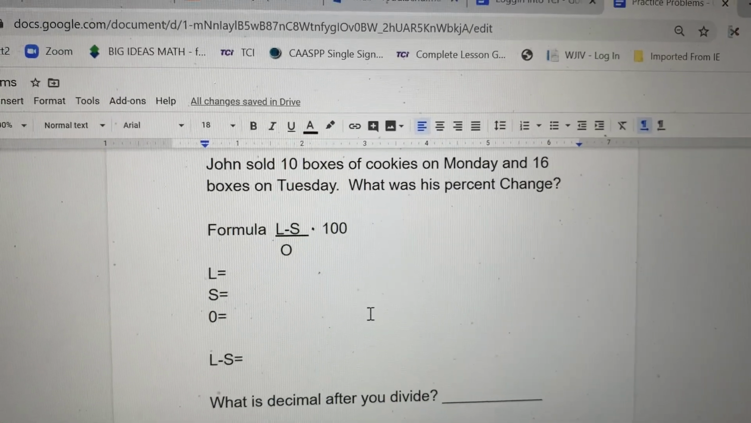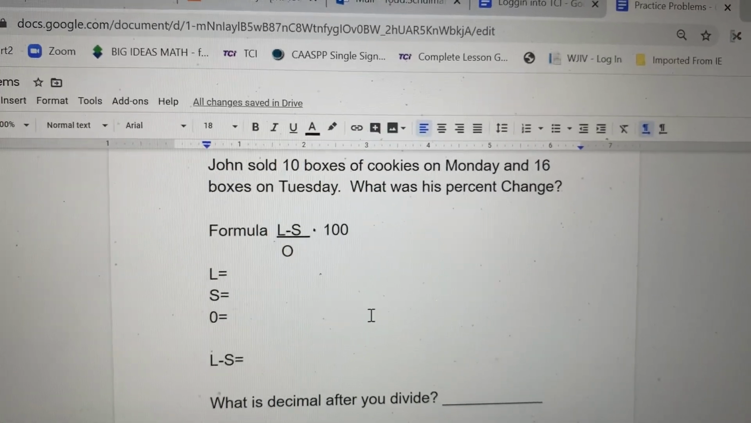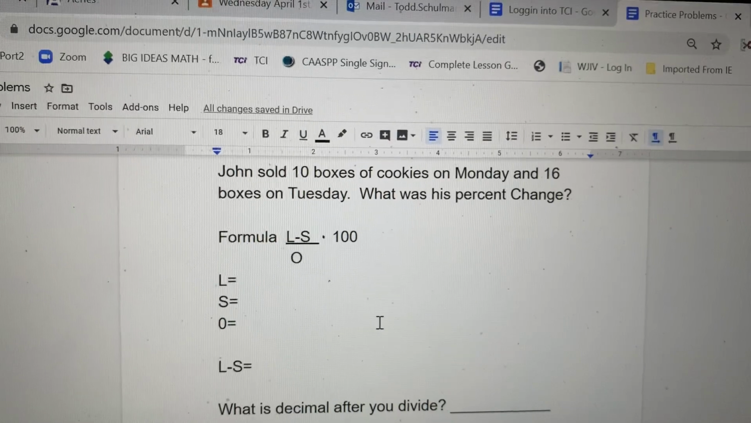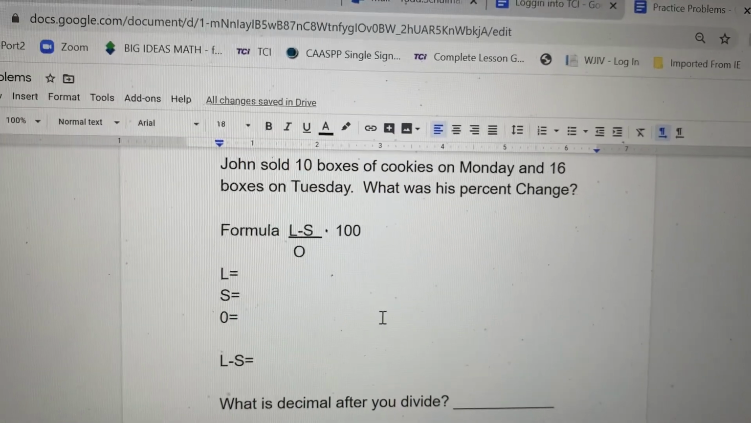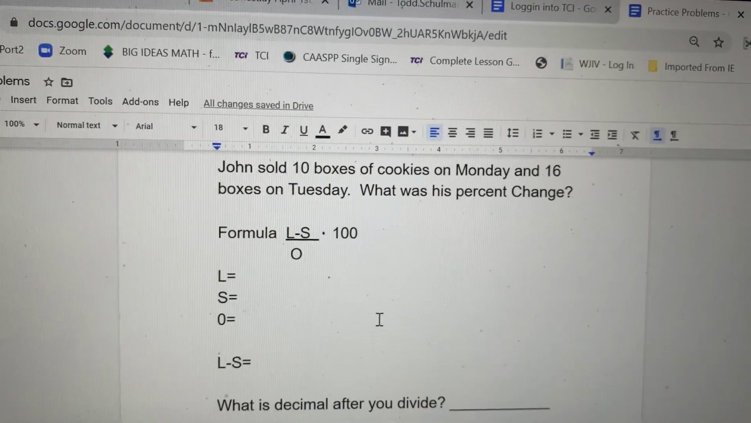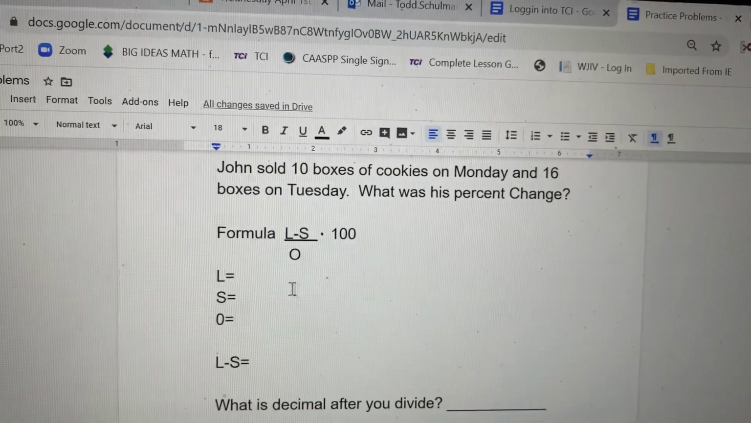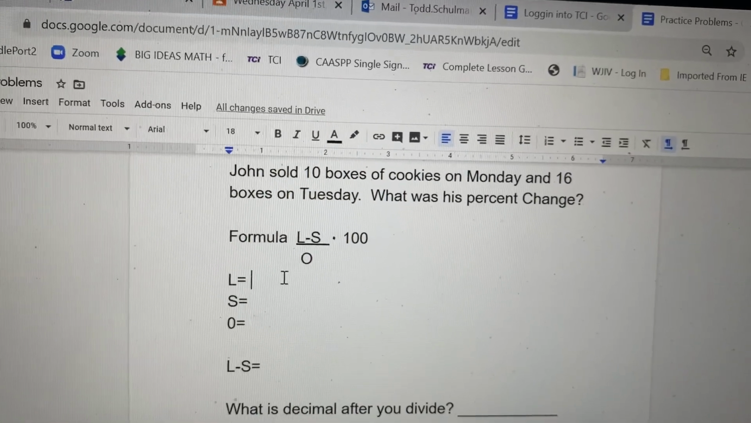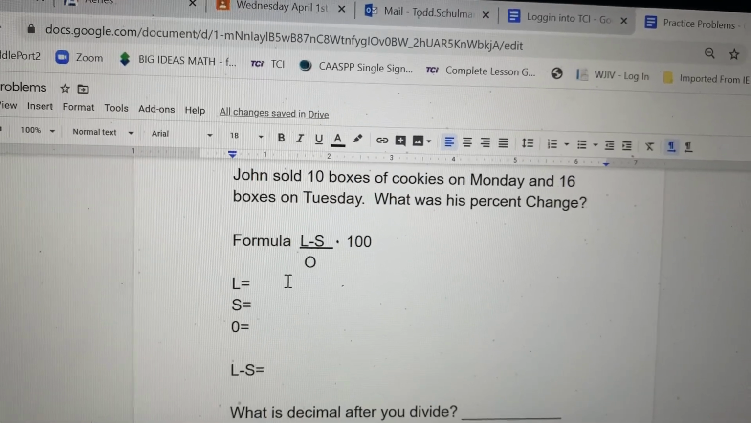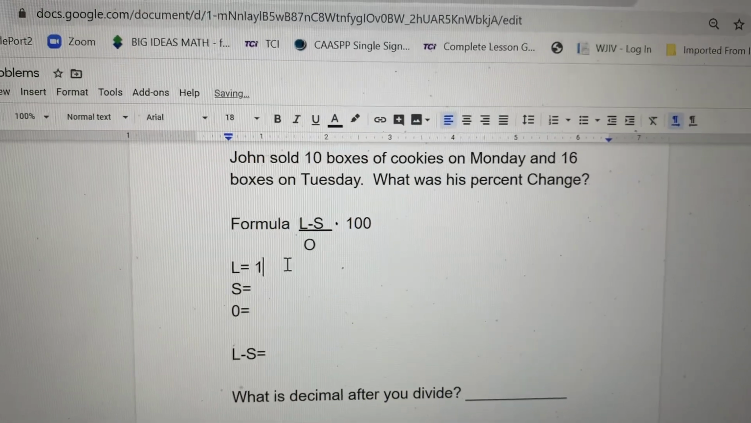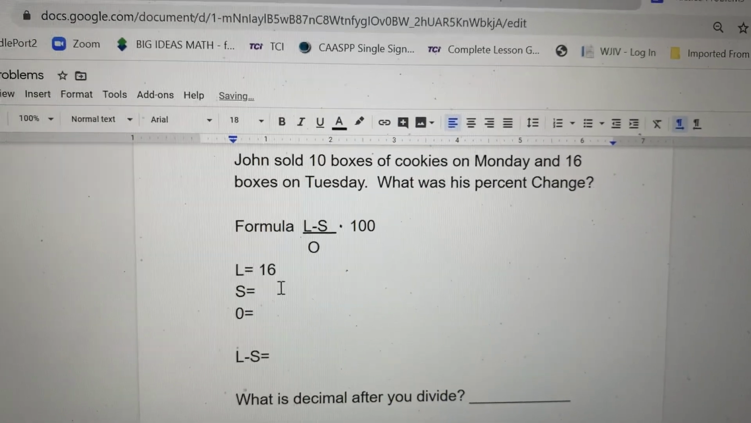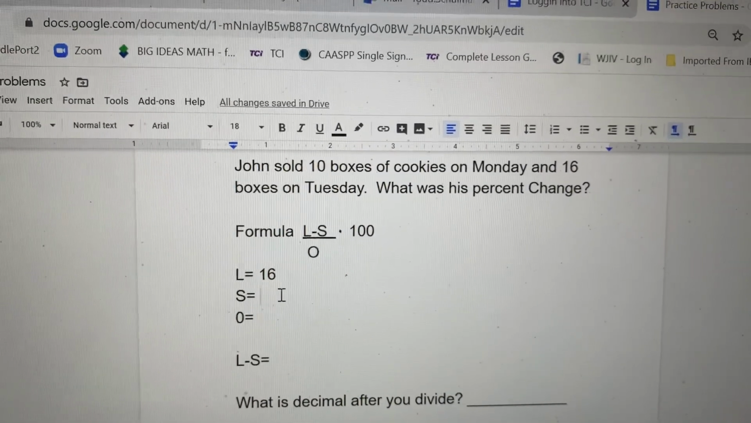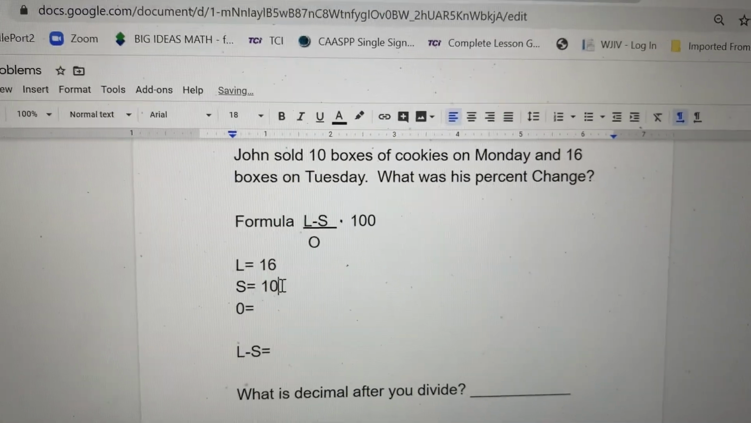Let's go on to our second example problem. John sold 10 boxes of cookies on Monday and 16 boxes on Wednesday. What was his percent change? Well, again, I'm going to follow the same formula: L minus S over O times 100. And the L is the largest number, which in this case is 16. The smallest number is 10.